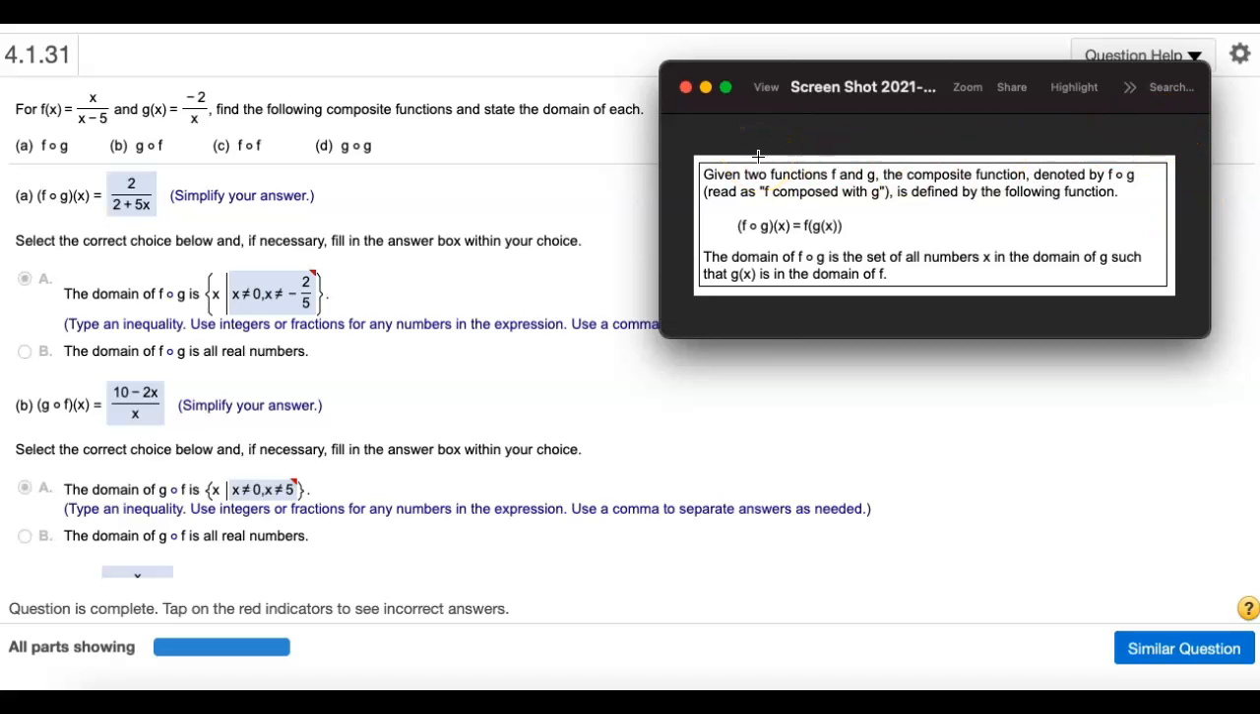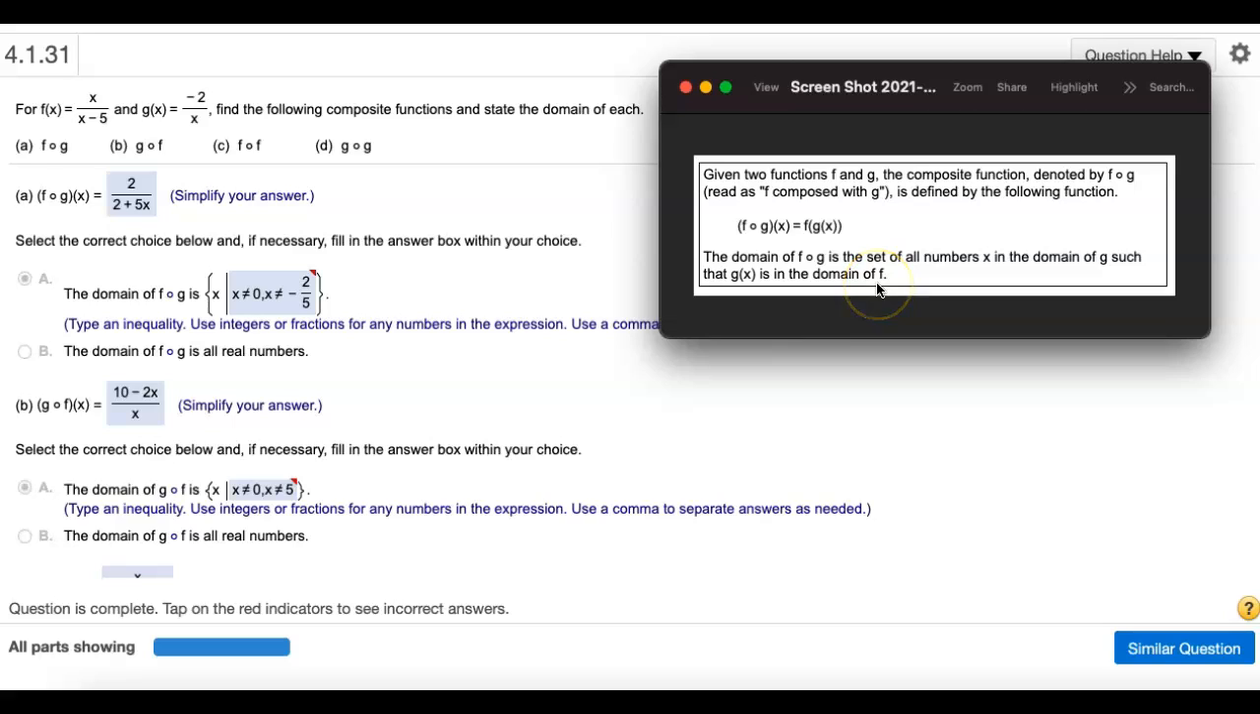what does that mean about the domain of the composite function f of g of x. The domain of f of g of x is the set of all numbers x in the domain of g, such that g of x is in the domain of f.